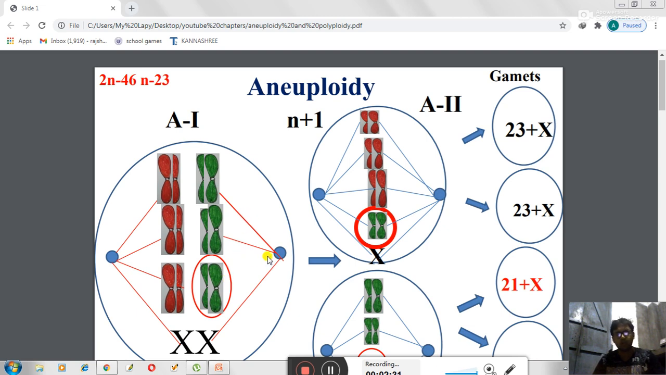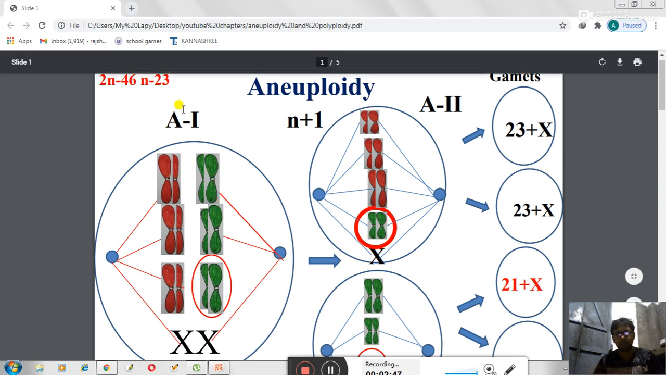So in this case, what happens with aneuploidy? In a female cell, there are 46 chromosomes, and each chromosome is already divided longitudinally to form two chromatids. What happens during meiosis? Each homologous pair, this is a homologous pair, these are homologous pairs, and each chromosome is divided longitudinally. So it's no problem.